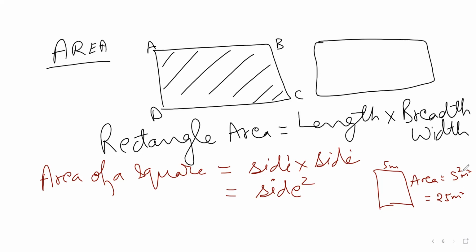Or you can write 5 into 5 also. Side into side also is correct, and side square is also correct. But since they have not taught you about square, so you can write side into side, no problem. But for your understanding, you should remember that you can write side square also.